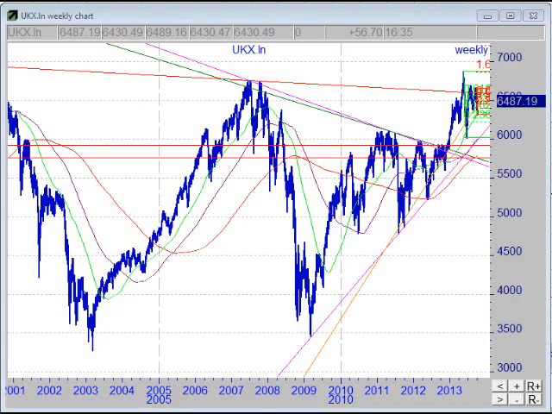Hello, this is John Piper with the weekend video clip, and it's Saturday the 12th of October, and it's also going to be the second part of this month's Technical Trader. We're going to start with a weekly chart of FTSE, which we're seeing here.